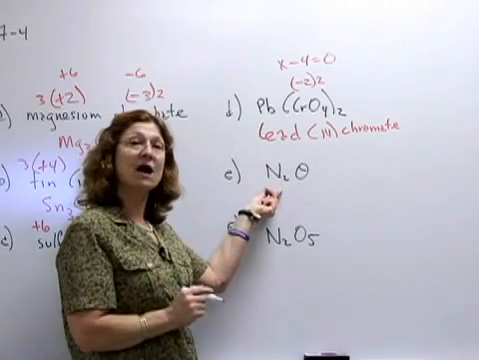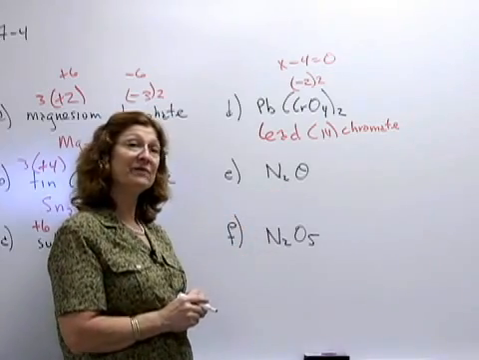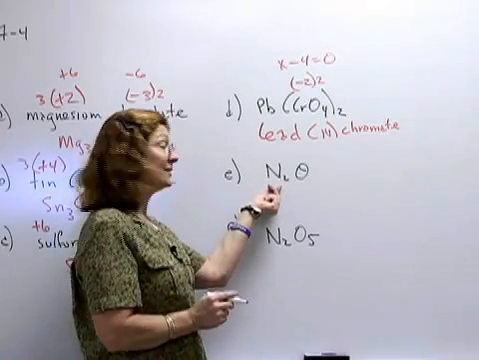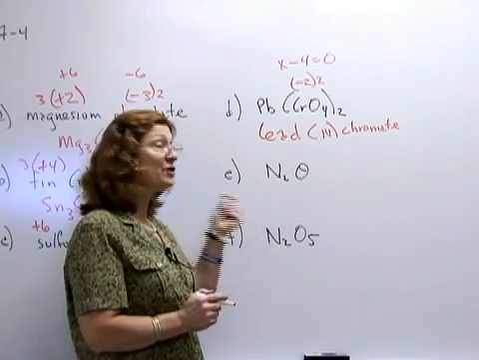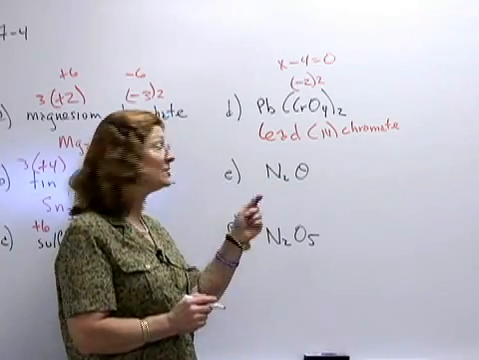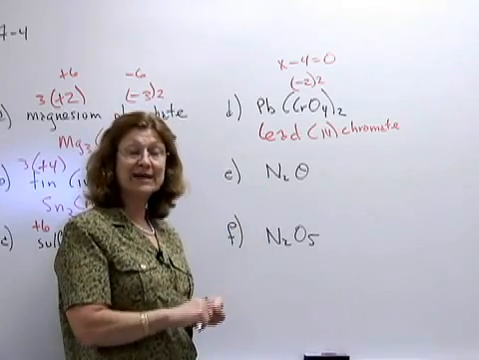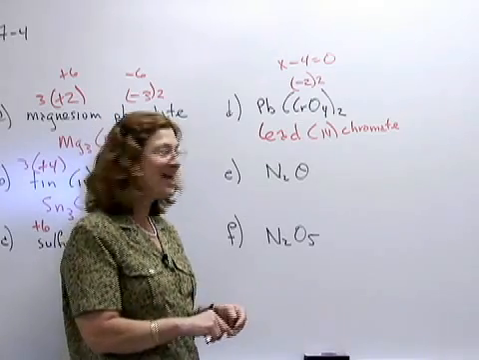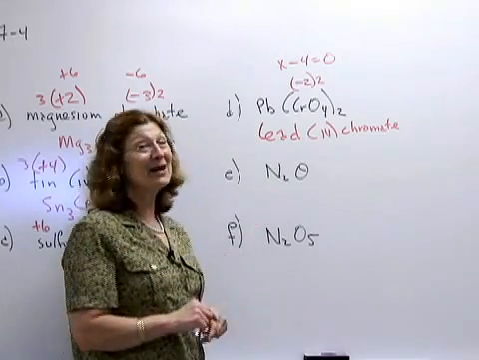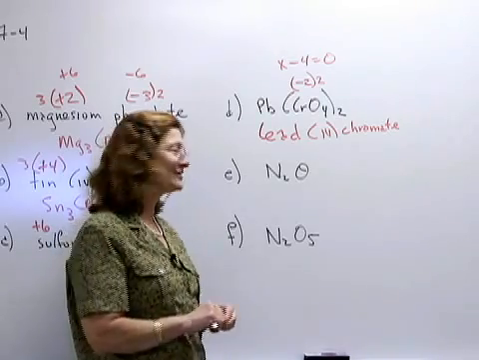Now, N2O is a nonmetal with a nonmetal. So with that situation, we could use the prefixes. We could call this dinitrogen monoxide, where we use the Greek prefixes to demonstrate the number of atoms. Mono, di, tri, tetra, penta, hexa, hepta, octa, nona, deca are our prefixes. But I won't give it to you in that form. So you're going to have to know how to do it with Roman numerals.